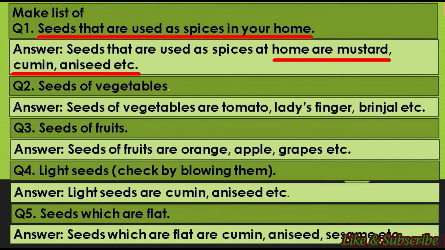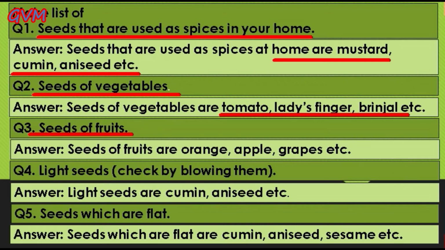The next one is seeds of vegetables. Now students, here you have to write down the names of the vegetables that have seeds in them. Like, as you know, tomato, ladyfinger, brinjal have many seeds in them. And in the same way you can add more to it. Next one, seeds of fruit. Now students, here you have to write down the names of the fruits that have seeds in them, like orange, apple, grapes, etc.